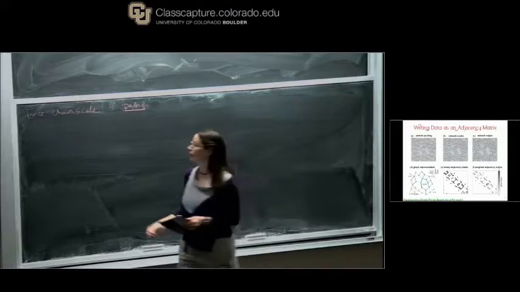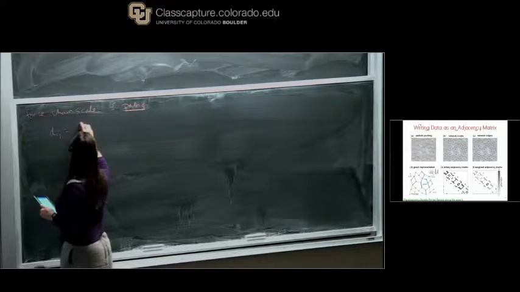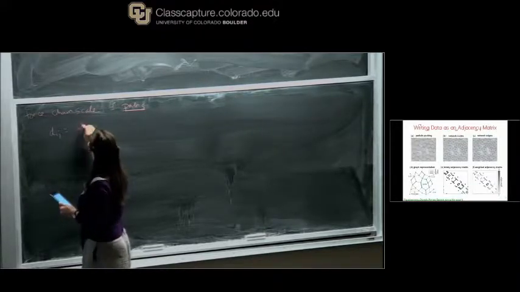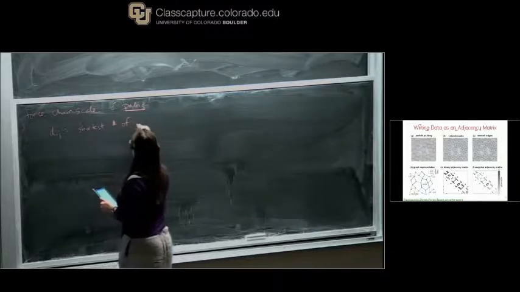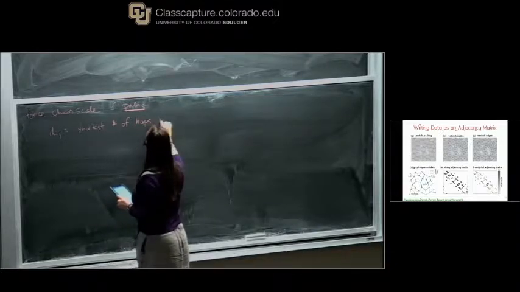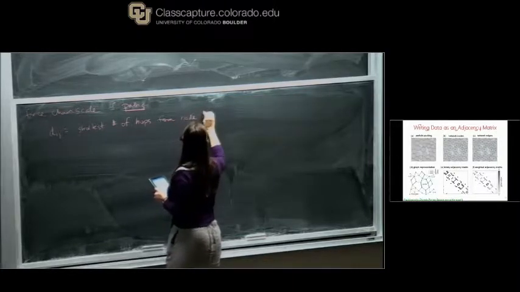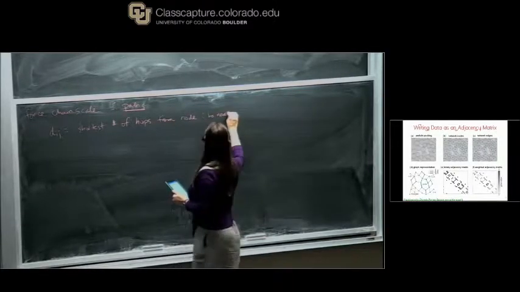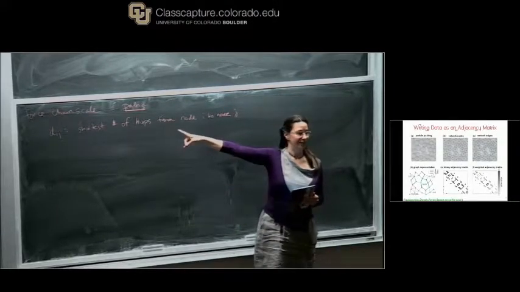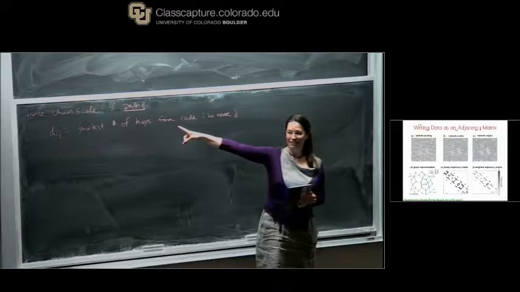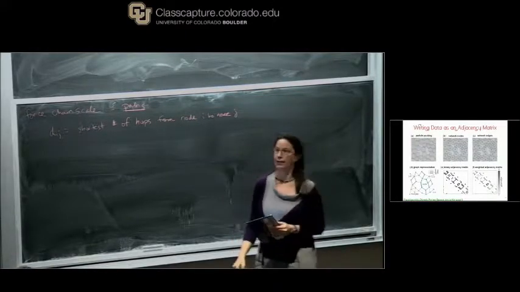So for instance, you can calculate things like Dij, the shortest number of hops from node I to node J. Now, this is not completely trivial to calculate. So this is why it's sometimes useful to have toolboxes where you can download these things.